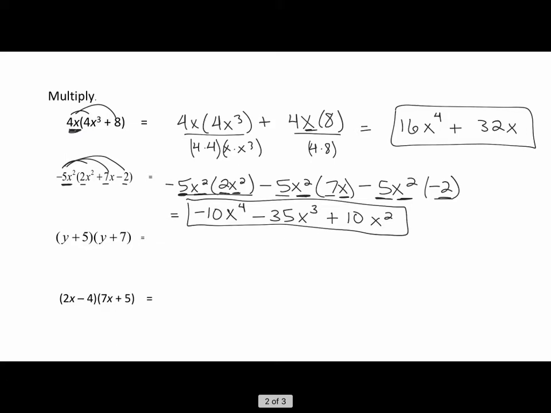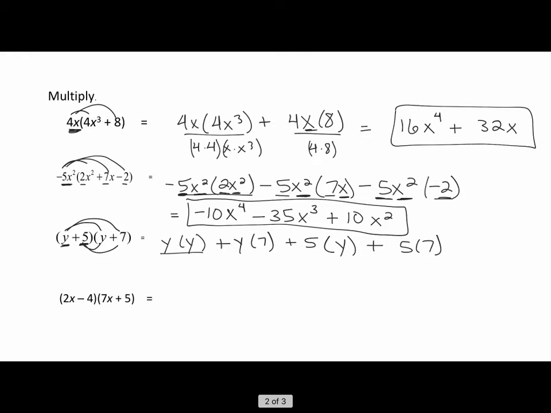In the third example here, we've got a binomial times a binomial. So we'll start with the first term of the first binomial, distribute it to each term of the second. So y times y. And another term, y times 7. Now let's distribute the second term of the first binomial. So another term, 5 times y. And another term, 5 times 7. Each term to each term.